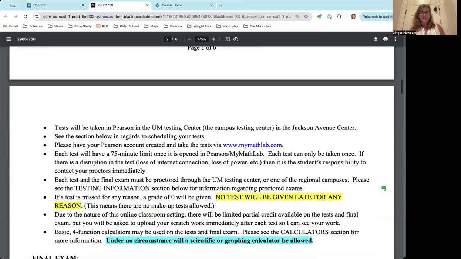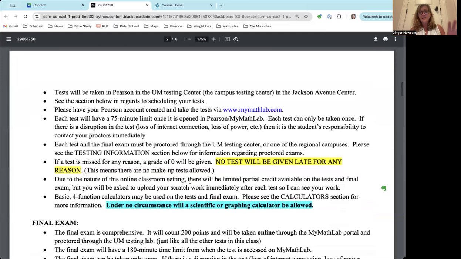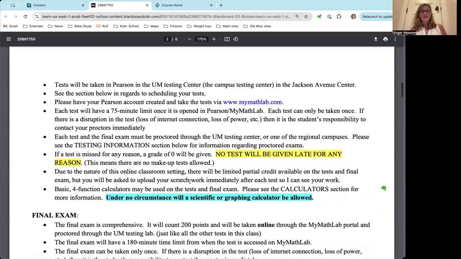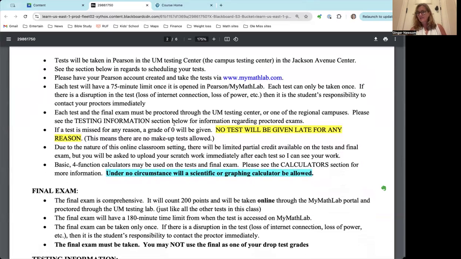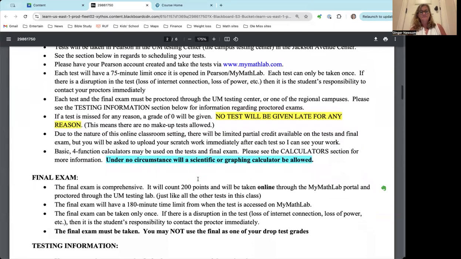Let's see, I have it all written down here. It kind of tells you just a little bit about it. I would suggest for you to read through the syllabus. And I'll give you some testing information, especially as we get closer.